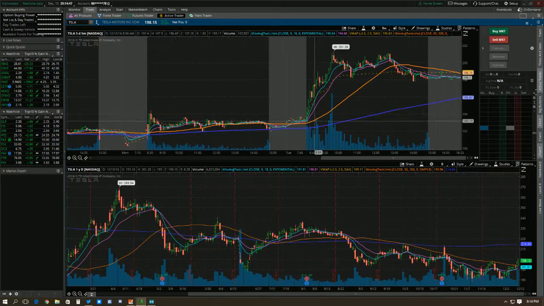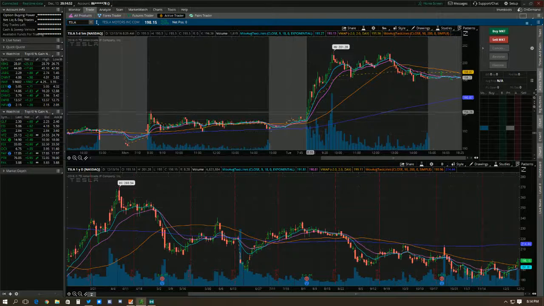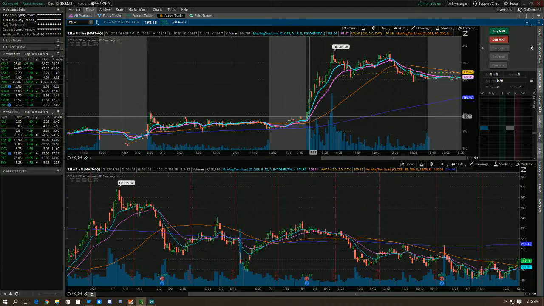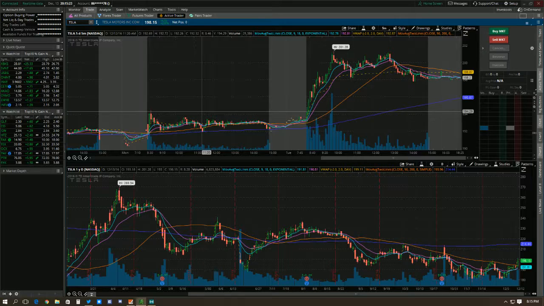With options, you can only lose a fixed amount. For instance, if you bought 10 contracts of a 195 strike at $1 apiece, you invested $1,000. All those options can do is go to zero, and once they go to zero, you lose your investment. So your max loss is always going to be a fixed amount.